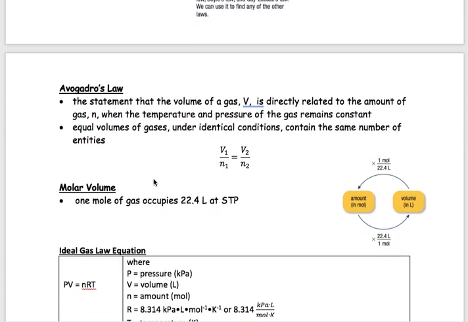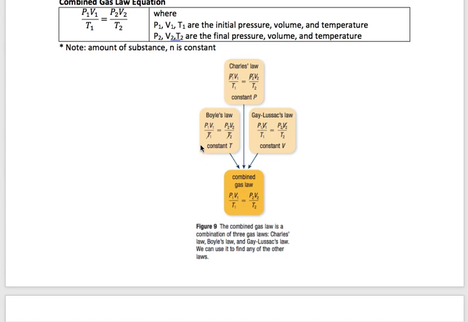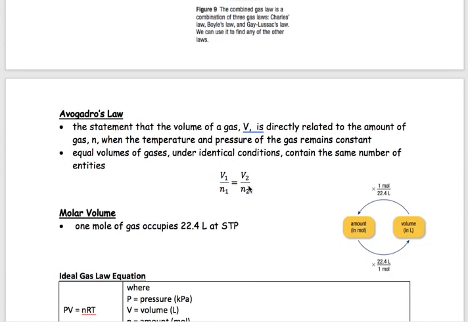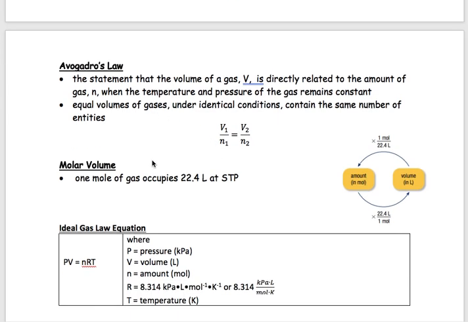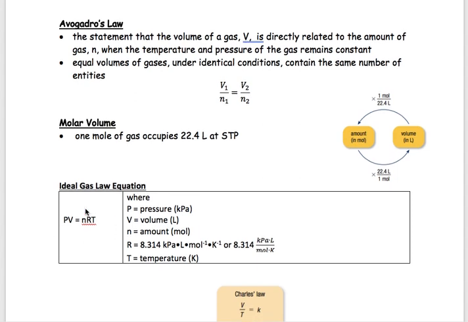From there, we looked at Avogadro's law. That's where we started to look at the amount of particles that are in the gas, so we went from pressure, temperature, and volume, and we also added the amount into the mix. Okay, so we ended up going to the ideal gas law with a new formula here. And then we also looked at molar volume.